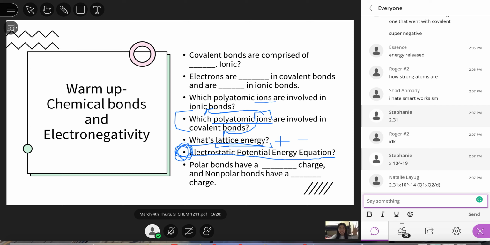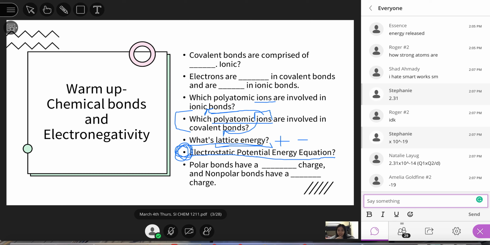Okay, so I'm just going to say, Natalie, you messed up on the upper caret. It's 10 to the negative 19. Yeah, 19. Stephanie's is correct though: 2.31 times 10 to the negative 19.